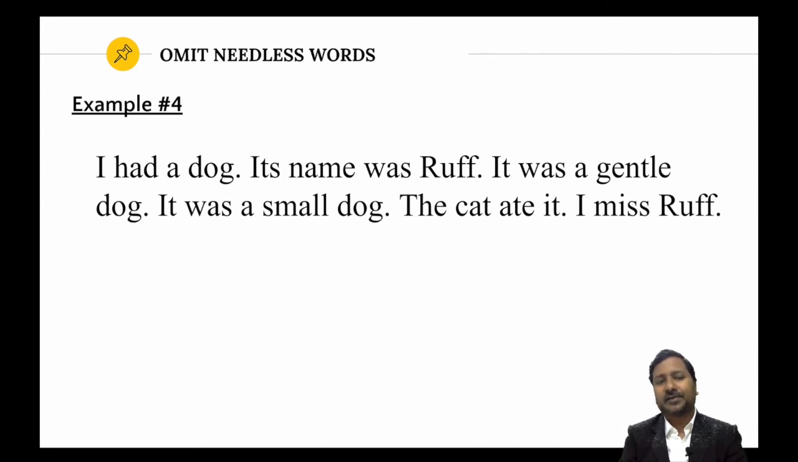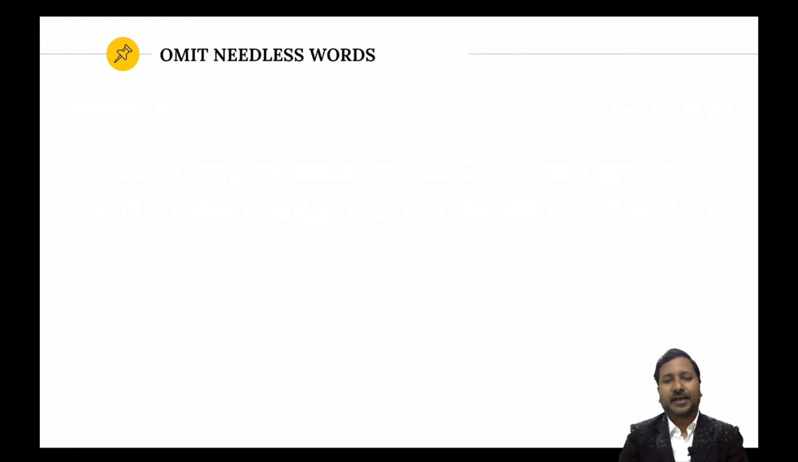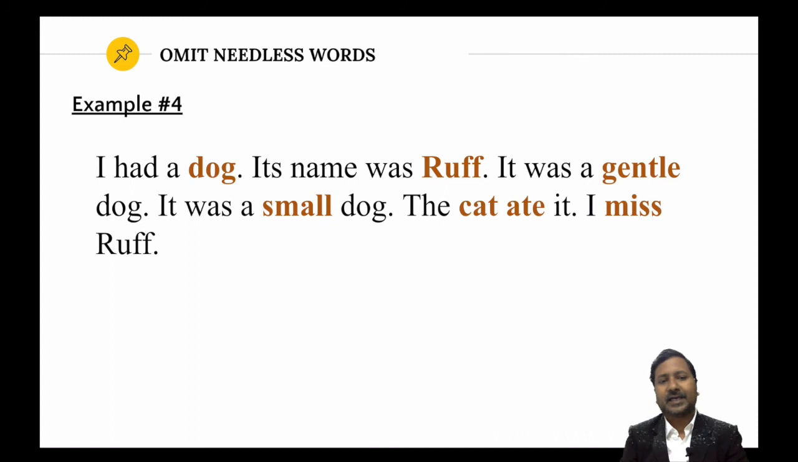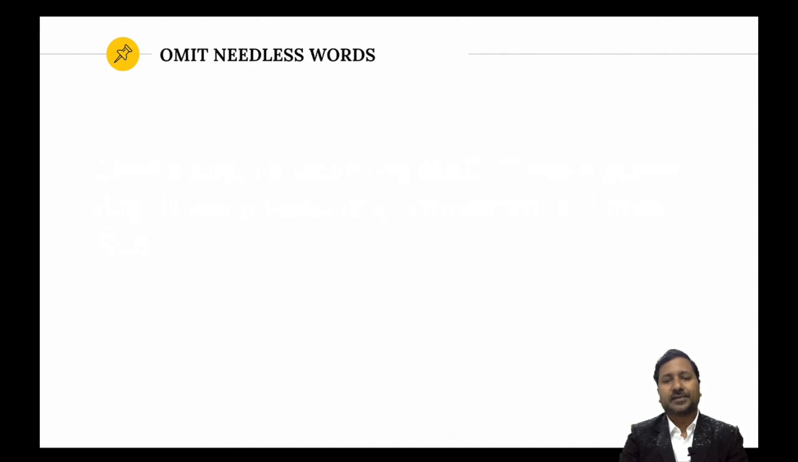"I had a dog. Its name was Rough. It was a gentle dog. It was a small dog. The cat ate it. I miss Rough." So we have 25 words here, and we highlight the working words: dog, Rough, gentle, small, cat ate it, I miss. So we have a lot of repetition. We need to see how we could remove the repetition and make it a more coherent and clear sentence.